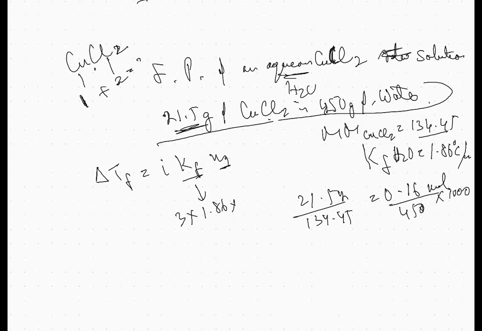Now I put 0.64 here. I should get the depression point. So it will be 3 times 1.86 times 0.64. I get 3.57, right? What does this mean?